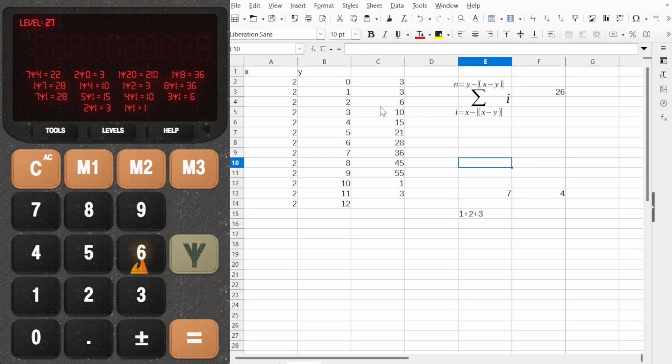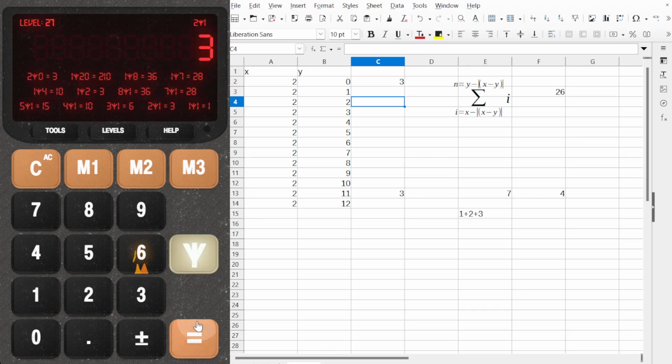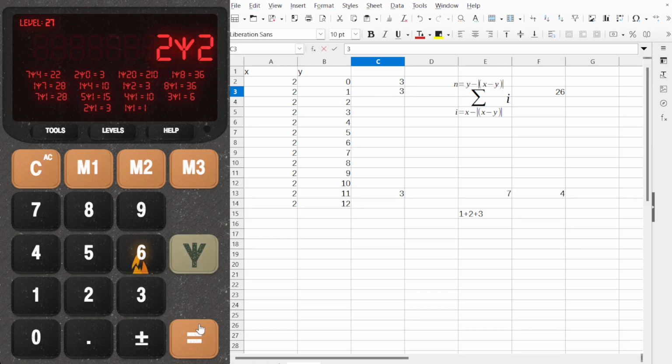So where were we? Let's get rid of this. 2, 0 has been a 3. 2, 1 has been a 3. Okay, that's not good. 2, 2 has been a 2. Really not good. Well, this one we expected. At least I expected it.